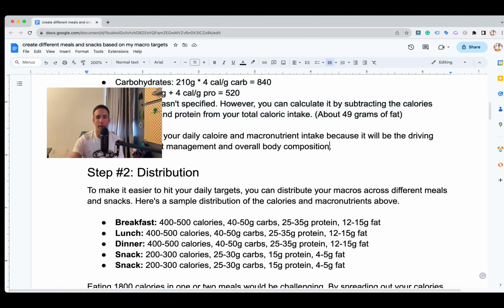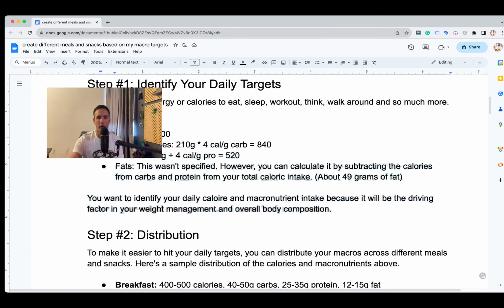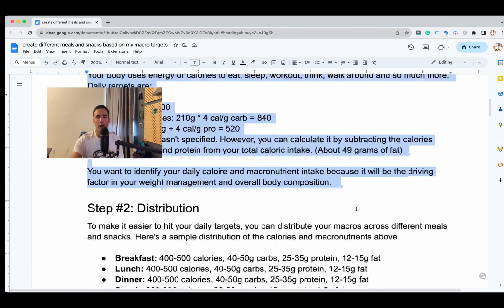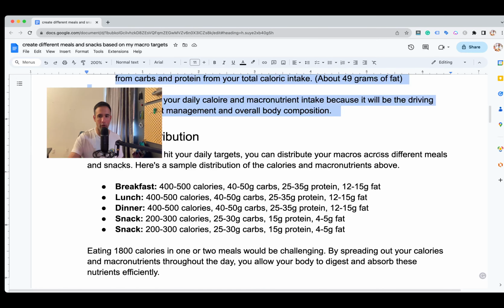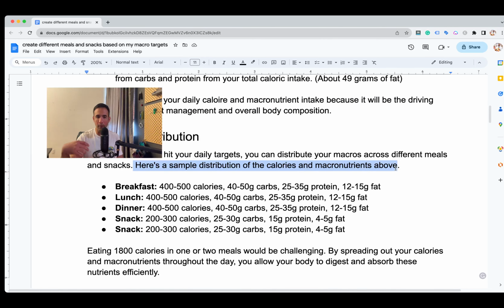So we've identified our targets here, so we know what we're shooting for. We can move on to step 2, which was distribution. To make it easier to hit your daily targets, you can distribute your macros across different meals and snacks. Here's a simple example of how I would probably distribute macros and calories. You could also do a different setup if you wanted to. This is just one example.